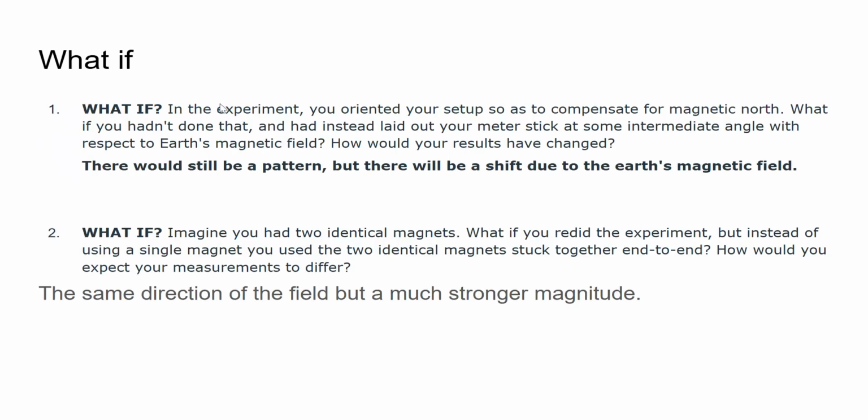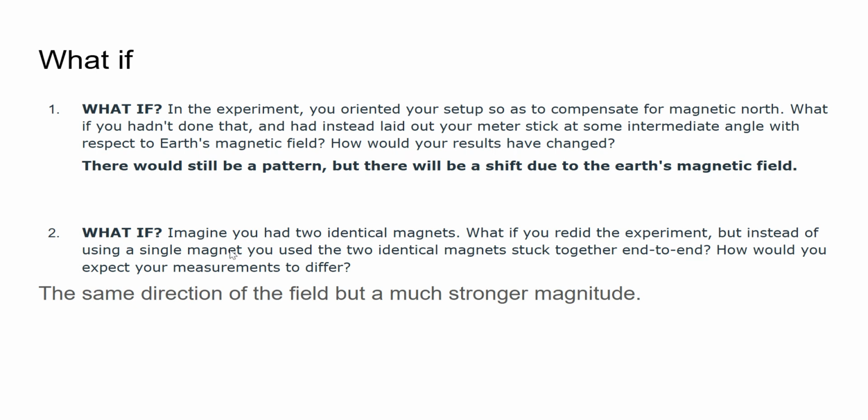What if we oriented the setup to not compensate for magnetic north? It would show kind of similar results. However, there would be some type of shift in the data because in one direction there is more of a pull towards the x direction than in other directions.